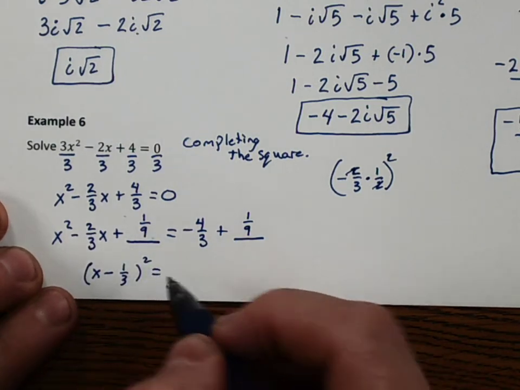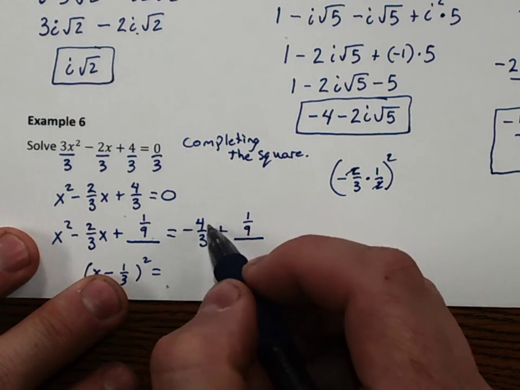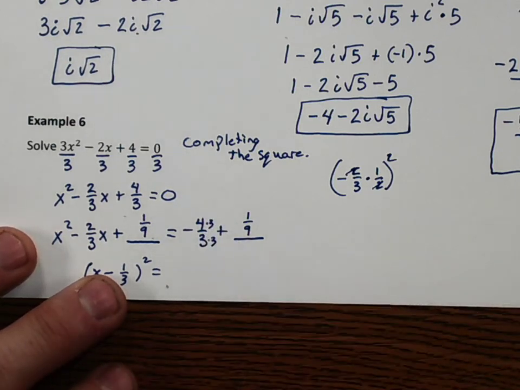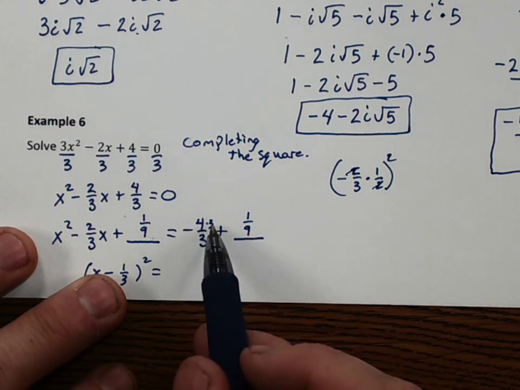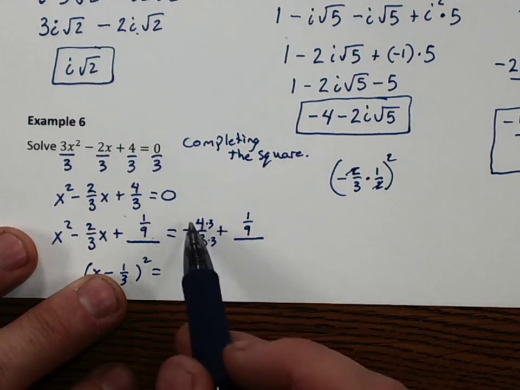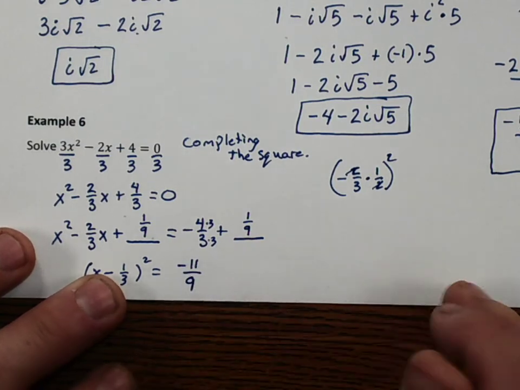Well, what does this equal? Well, it equals negative 4/3 plus 1/9. Multiplied by 3, get a common denominator. The common denominator is going to be 9. 4 times 3 is 12. It's negative 12 plus 1, which is negative 11 all over 9.